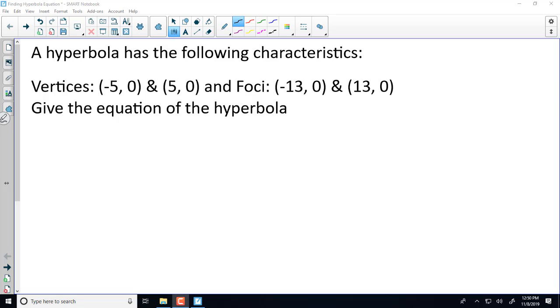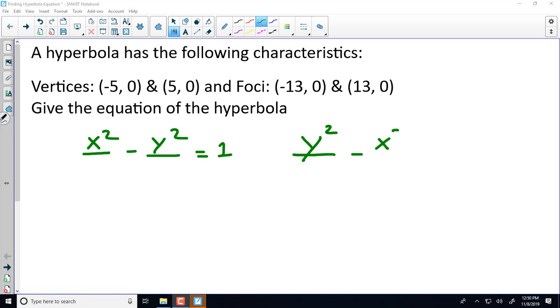Now, in general, we're trying to find the equation of a hyperbola. It's a little bit trickier than the ellipse because we don't know what comes first in a hyperbola necessarily, whether it's x squared or y squared. And because it has a minus sign, unlike the ellipse, it does make a difference which one comes first.